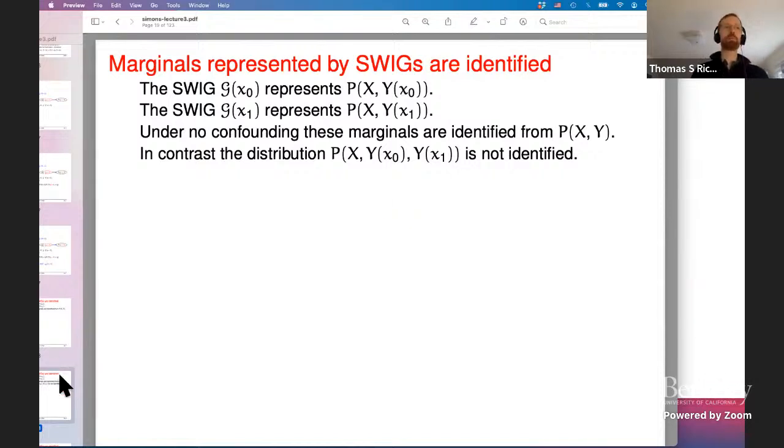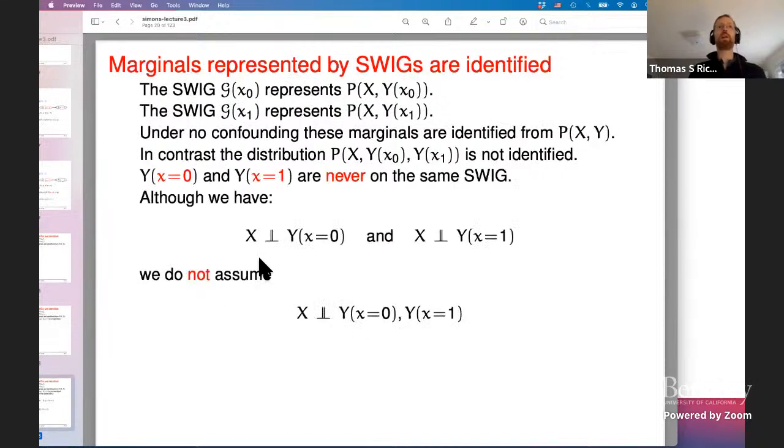So in particular, I had one graph that represented this independence, one graph that represented this independence. If I had put them all on the same graph, all three variables on the same graph, then you know that if x is d-separated from this and x is d-separated from that, then x will be d-separated from both of them. So as a sort of simple example, we will be forced to have this joint independence.